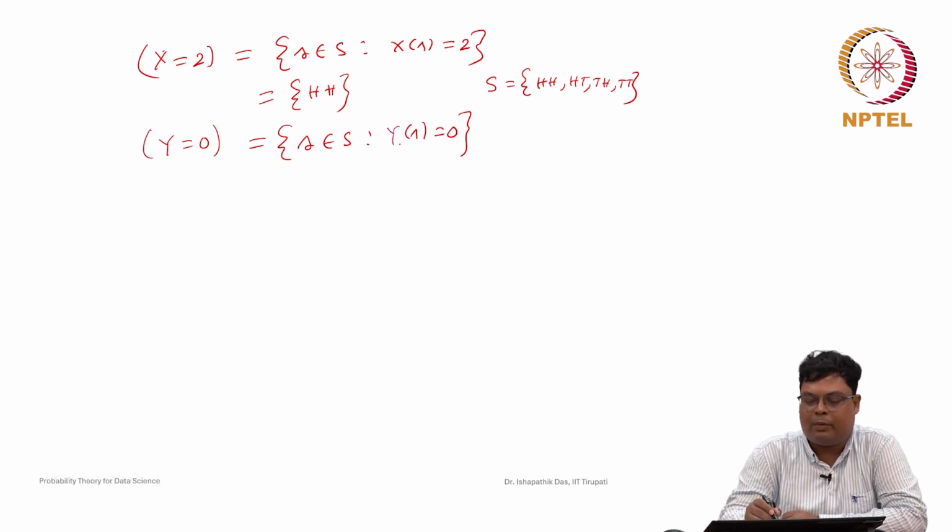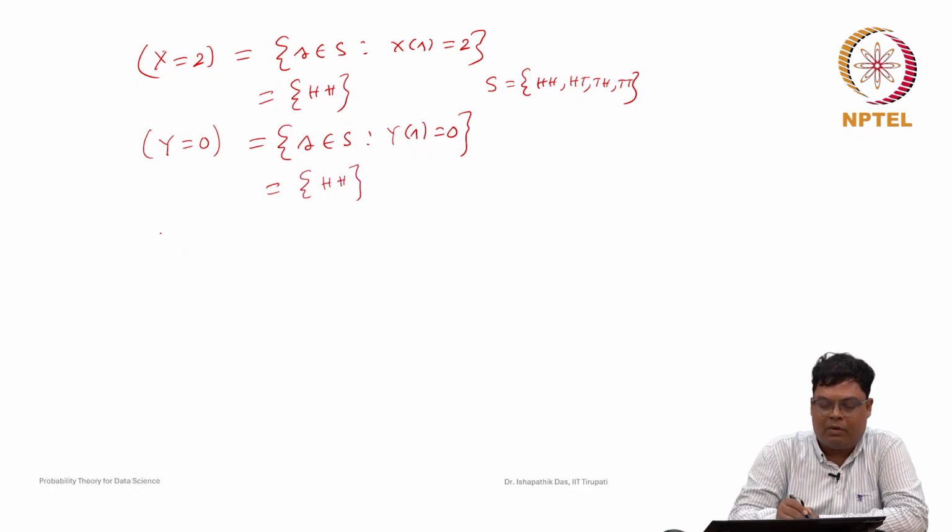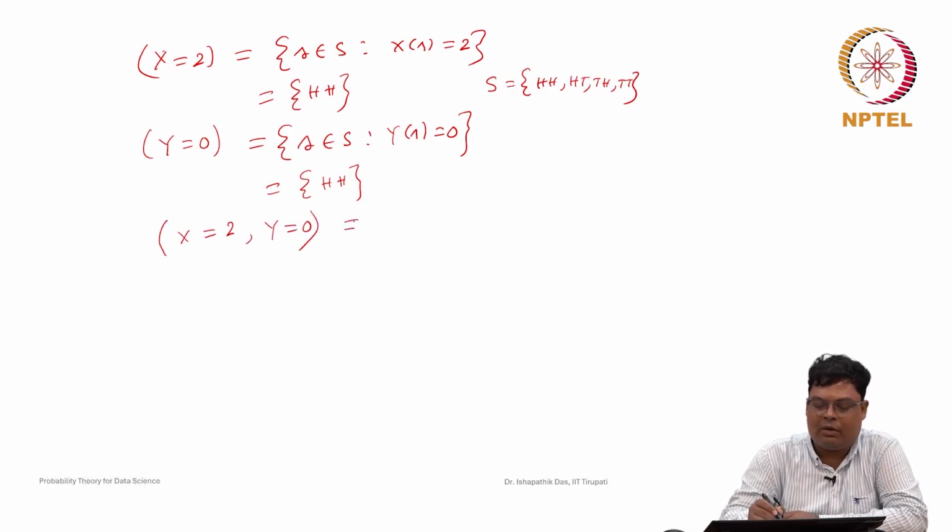Then for which point y is defined by the number of tails obtained. So, the number of tails will be 0, then that means this is nothing but the point head head. So, this is nothing but again head and head. Okay. So, now if you want to define this, what is this? X is equal to 2 comma y is equal to 0. So, this is nothing but the event corresponding to it, because we already know what the event is.